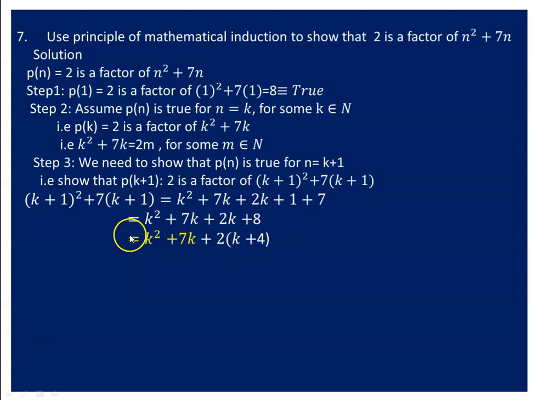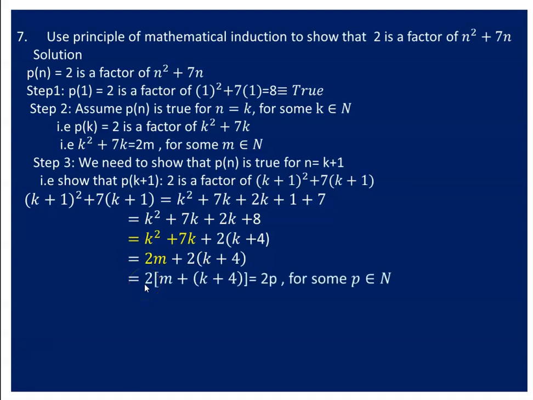Look guys, I intentionally have written this expression in this yellow color. Reason: k squared plus 7k is already assumed to be a multiple of 2. So in place of k squared plus 7k, the yellow expression, I can write 2m. Then 2m plus 2 into (k+4). Look, 2 is available here, and again it appears here, so I can take 2 as a common factor out. So I can have 2 into (m+k+4).